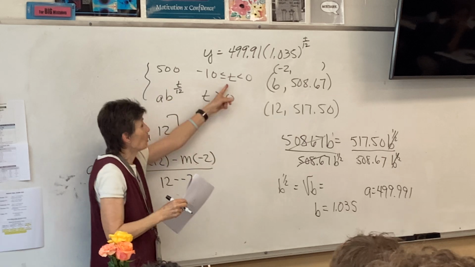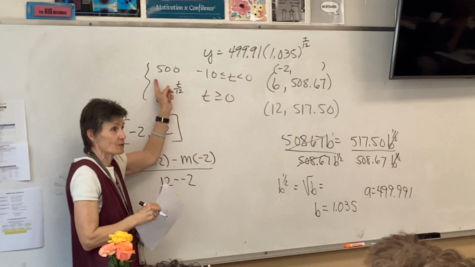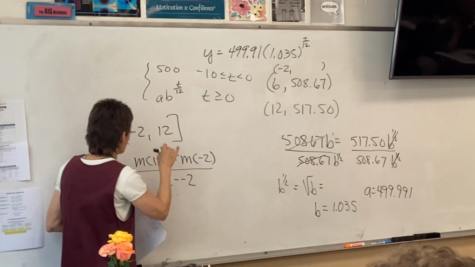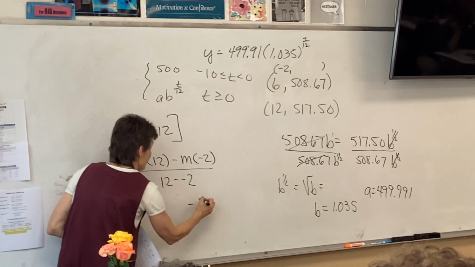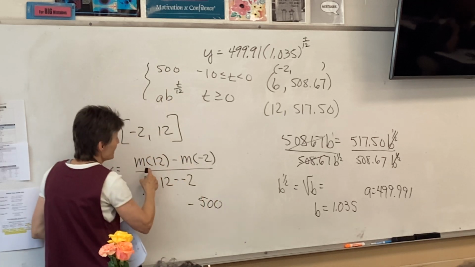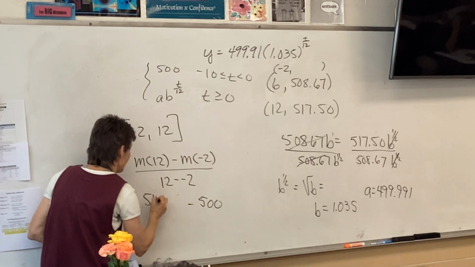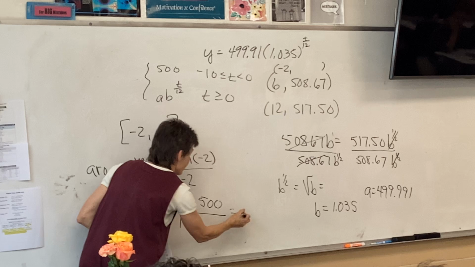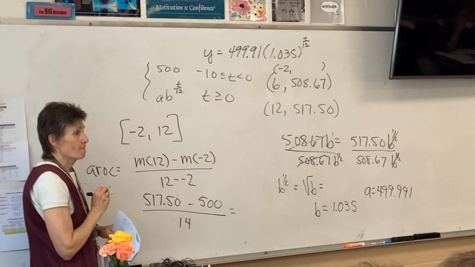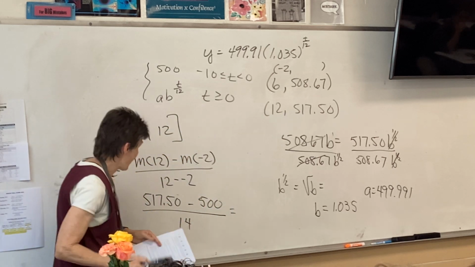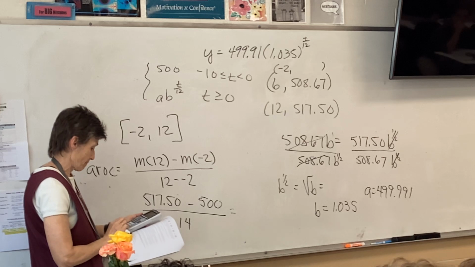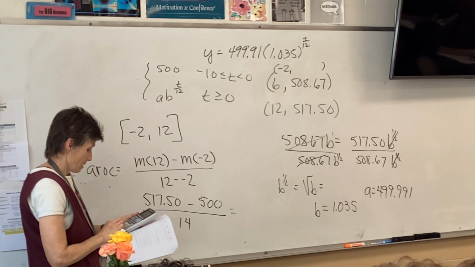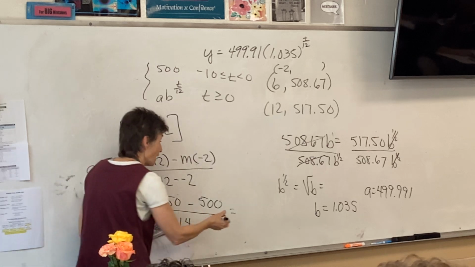But what do I know about any of those negative values? Well, it's going to be 500. So this right here is 500. This is 517.50. And I'm dividing by 14. So what is that? Did you get 1.25?